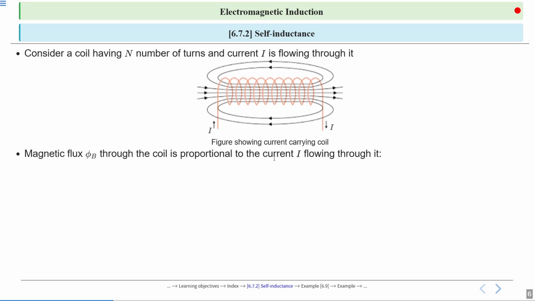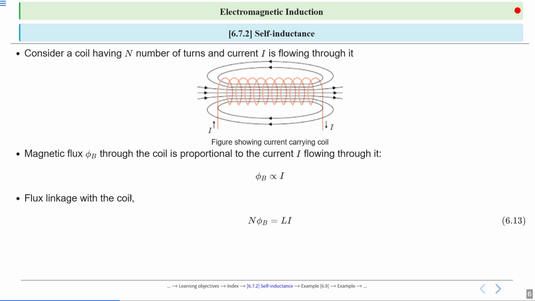Why current? Because magnetic field is proportional to current. The magnetic field through this coil is proportional to the current flowing through it, and magnetic flux is proportional to the magnetic field. So by this relation, magnetic flux is proportional to the current flowing through the coil. That is, phi B is directly proportional to I.